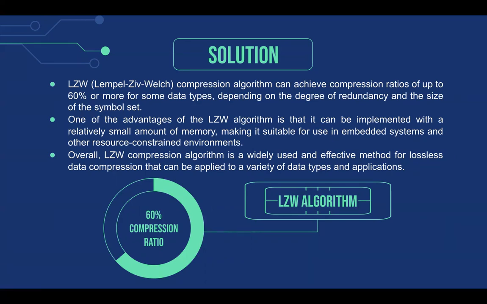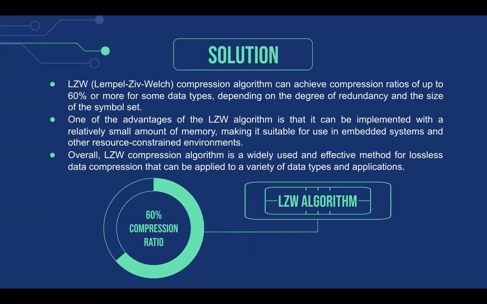Another advantage of the LZW algorithm is that it can be implemented with a relatively small amount of memory. This makes it suitable for use in embedded systems and other resource-constrained environments where memory is often very limited, and it plays a crucial role. The small memory footprint of LZW compression can lead to faster processing times, which is particularly important for real-time applications.